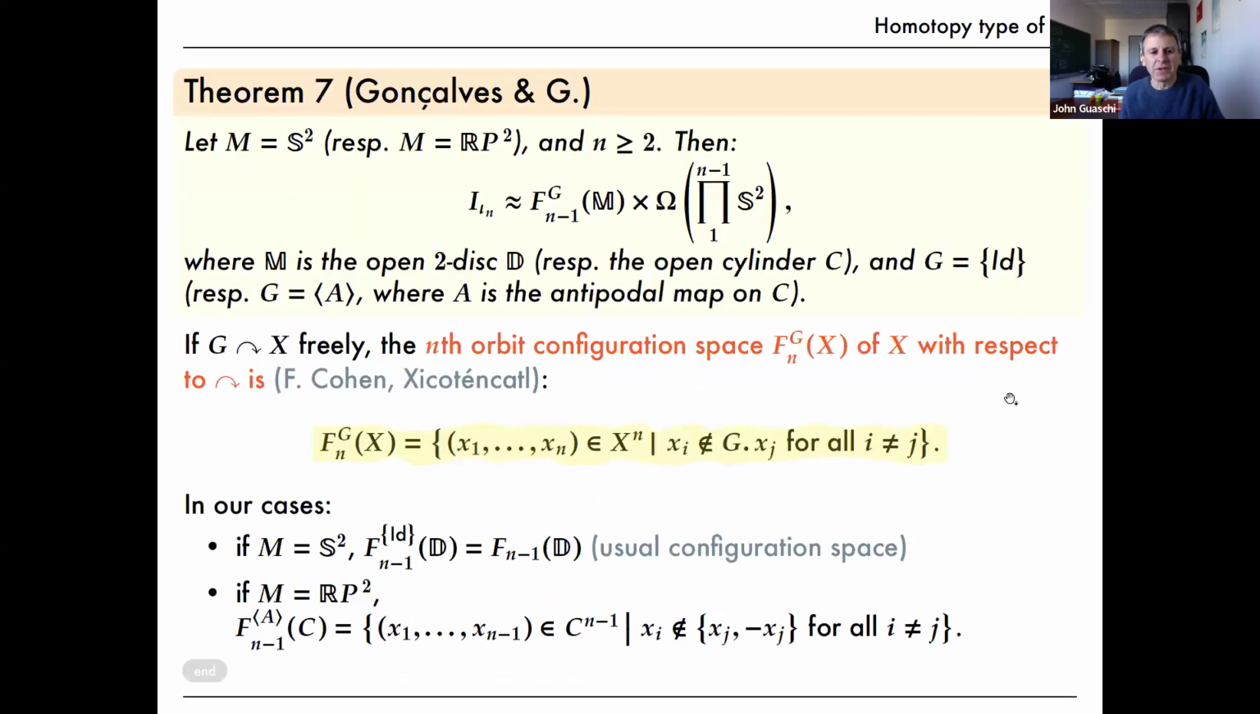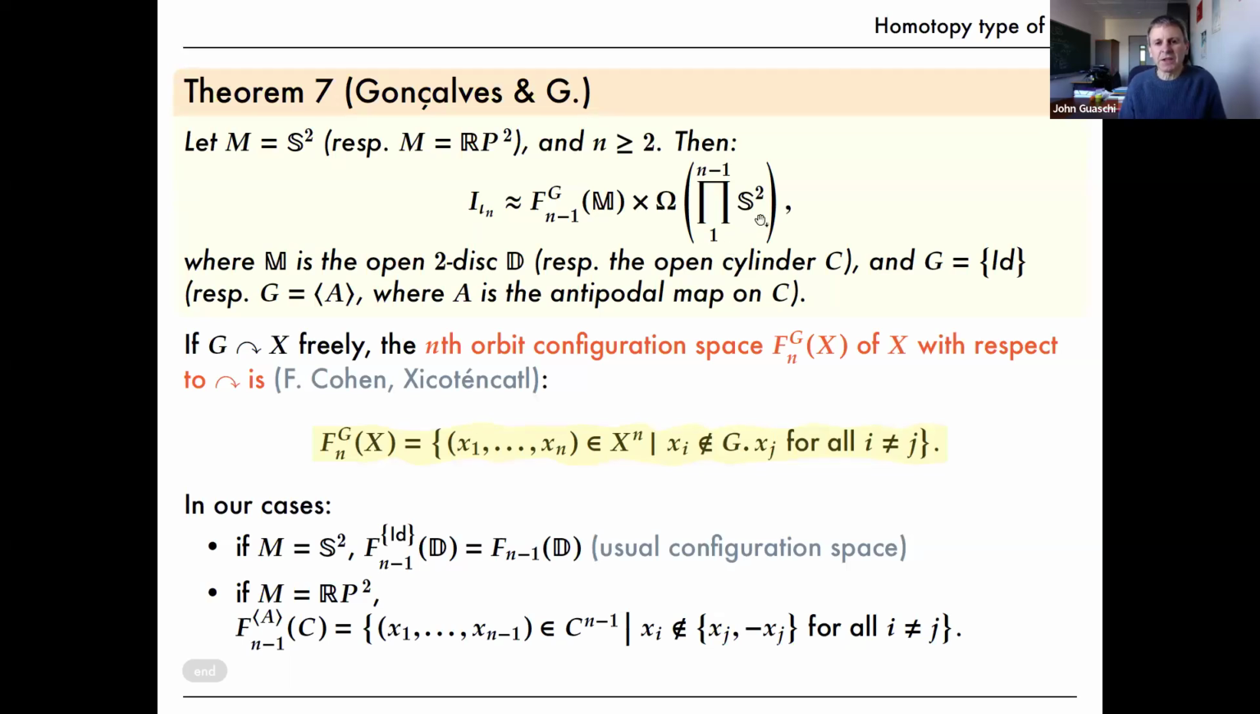So the main theorem is the following. In the two cases that we're interested in, either M is the sphere or the projective plane, then we can say something about the homotopy type. Recall that this is the homotopy fiber of our inclusion I_N. It splits as a Cartesian product. I'll say something about the notation in a minute.